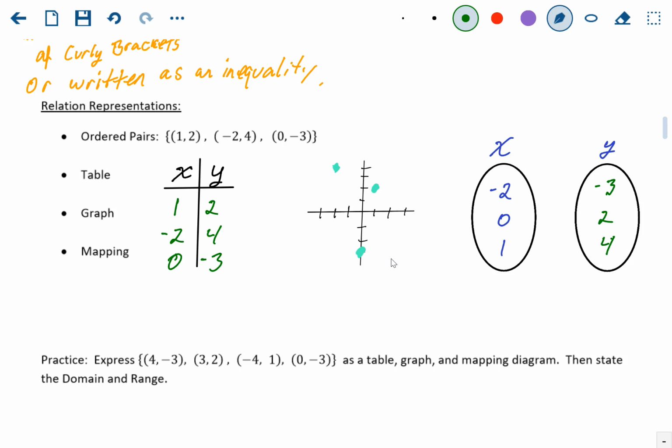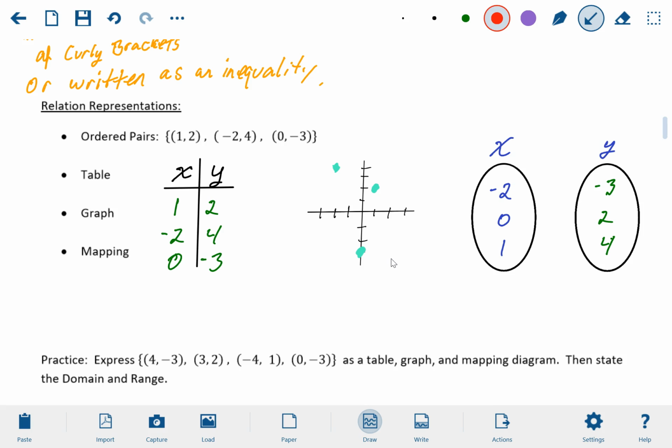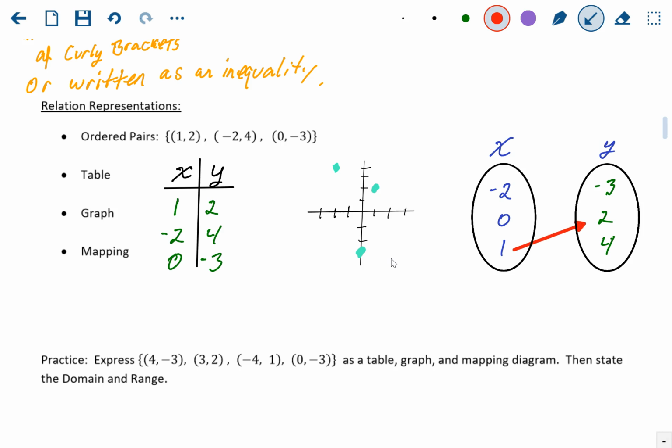So the mapping part of this, again, is why it's called a mapping diagram or also an arrow diagram: now we're going to draw arrows from the X value to its corresponding Y value. The ordered pair in the first one was 1, 2. So from the X value 1, you're going to have an arrow pointing towards 2. The second ordered pair, -2, 4. So from -2, arrow pointing to 4. And then 0, -3. From 0 pointing towards -3. So that's a mapping or an arrow diagram.